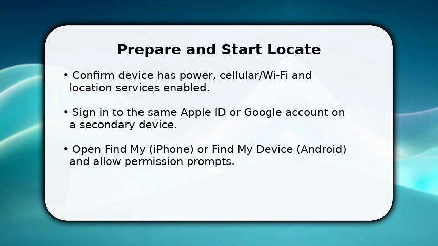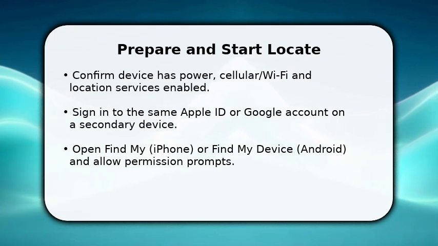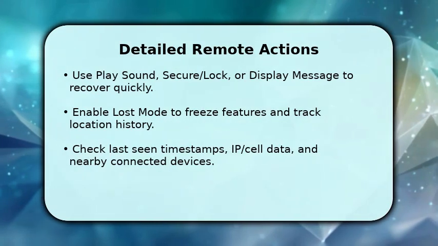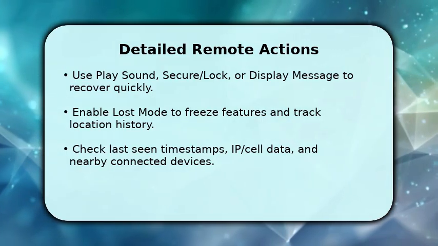Once done, initiate a live locate or play sound command so you can find immediate proximity or confirm the device is online. Once you can access the tracking interface, use play sound to trigger an audible alert if the phone is nearby. This bypasses silent mode.